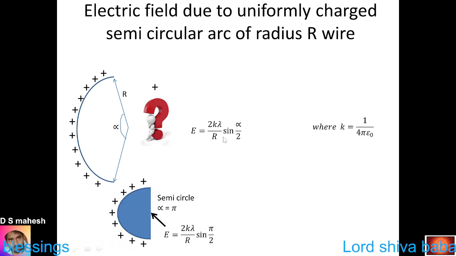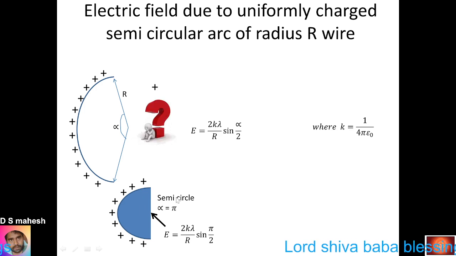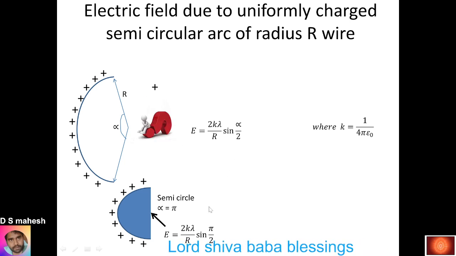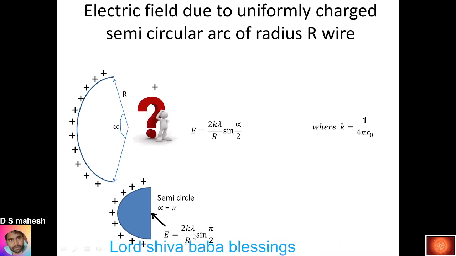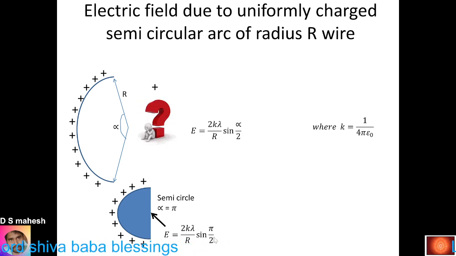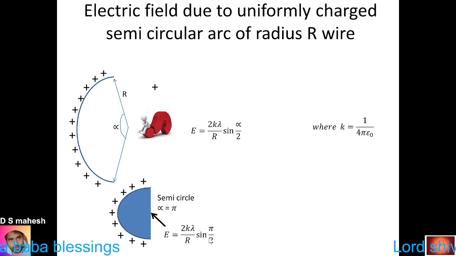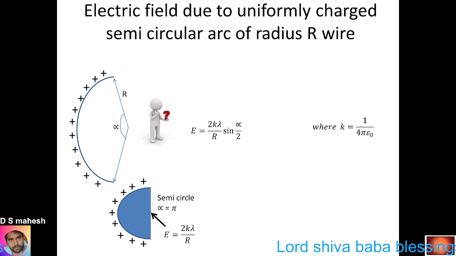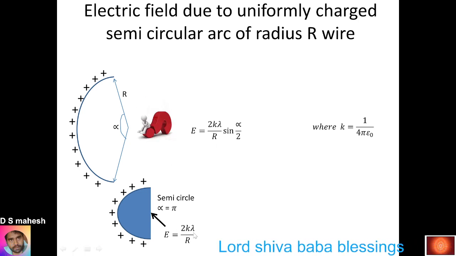So now let us consider the application of this. So if you are given a semicircle, you know that the value of alpha is pi. You just substitute the value of pi here. So that would be 2k lambda by r into sine pi by 2. So that is nothing but sine 90. You know that the value of sine 90 is 1. So electric field intensity turns out to be 2k lambda by r.